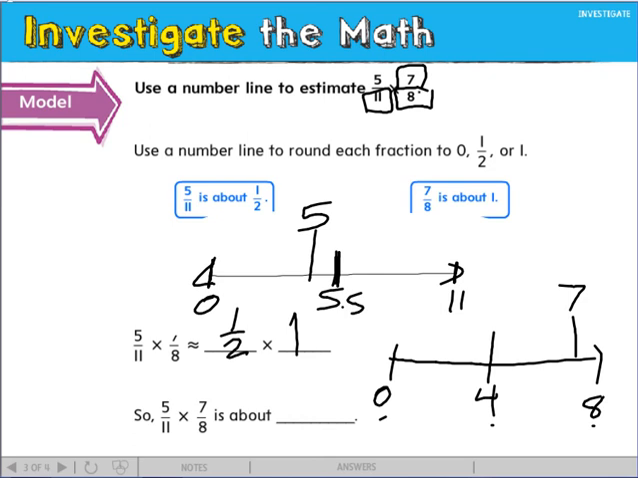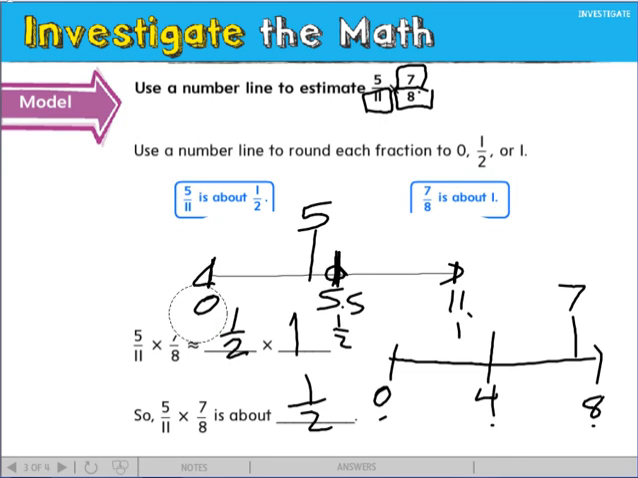Now anything times 1 is what? Itself. So 1/2 times 1 is 1/2. So I think that this is easier because I know that if it's in the middle of my number line, it's half. If it's to the right of my number line, it's 1. And if it's over here, it's 0.